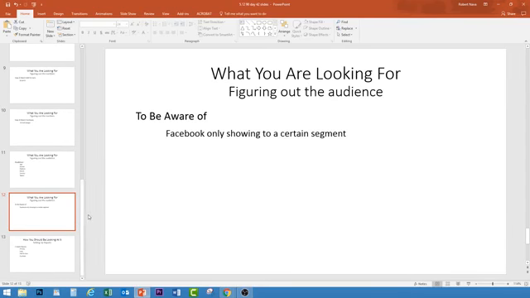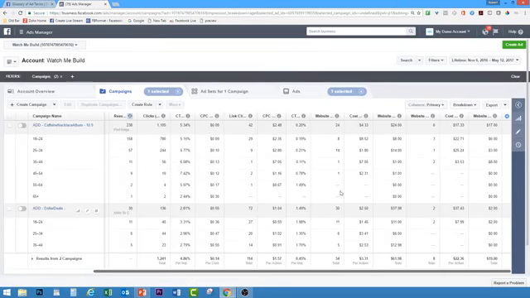But we found that that's like a golden nugget right there. That's Facebook only showing to a certain segment of people. It's showing your ads to a certain amount of people. Now let's go find out why. We could probably find out why.